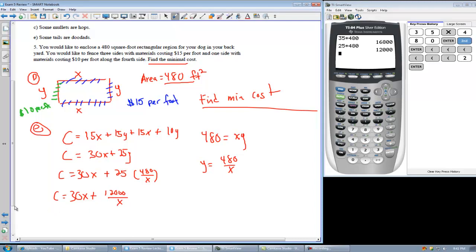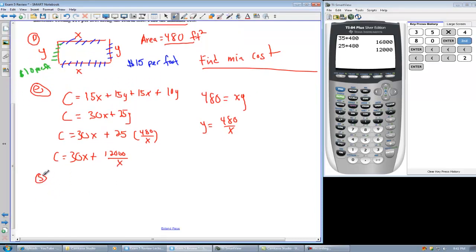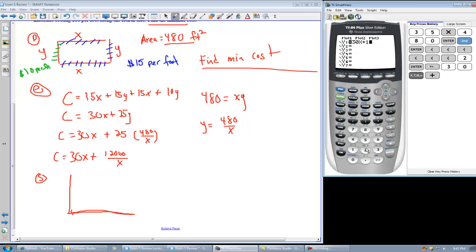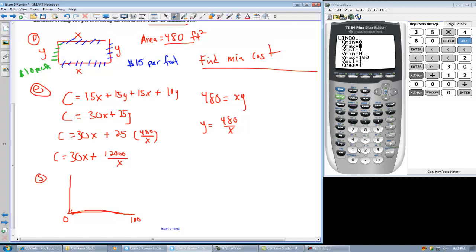And now I'm going to solve, right? So to solve this, I'm going to graph it. So I hit Y equals, and I plug in 30X plus 12,000 divided by X, and I'm going to make my window. I'm going to go from 0, and it's 480 feet squared, so let's go to 100 feet first. Let's see if that's enough. So I'll go from 0 to 100, and I'll zoom fit it, and it goes down, and it comes up. Good enough.